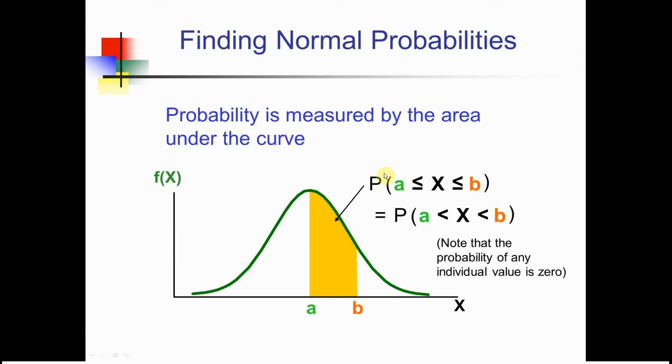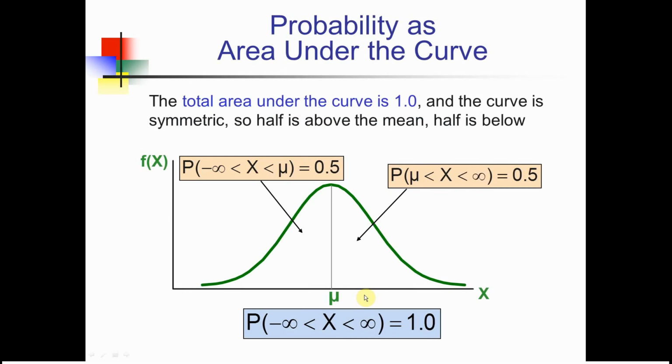So let's just say we want to look at the probability that a normally distributed random variable x is between some value a and b. It doesn't really matter whether it's less than or equal to or less than. They're both the same, because again, the probability of any particular point is always 0. So essentially, if we're looking at the probability that x is some value between a and b, it's the same thing as looking at where is a, where is b, and looking at the area underneath the curve. So we want that total curve area.